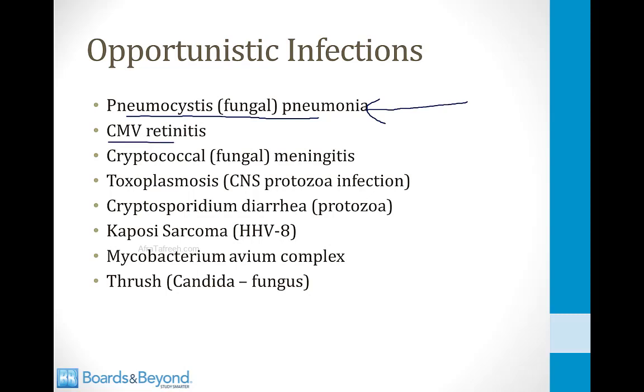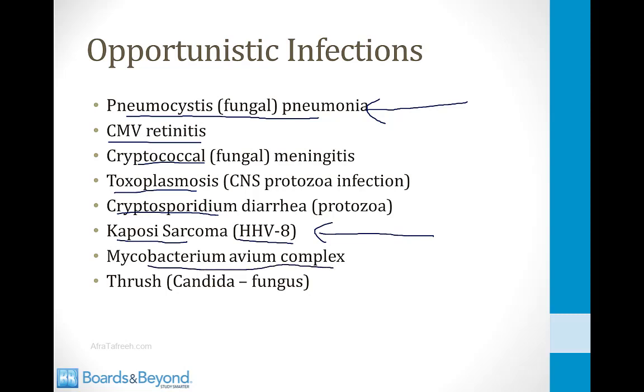HIV patients can get a CMV retinitis. They can get meningitis from Cryptococcus. They can get a central nervous system infection by the protozoa Toxoplasma. They can also get a severe diarrheal illness caused by the protozoa Cryptosporidium. There are characteristic skin lesions called Kaposi sarcomas that are caused by the virus HHV8. This was another way that AIDS presented in the 1980s. Young healthy men began developing this lesion.